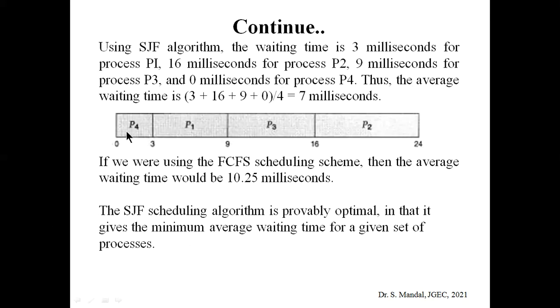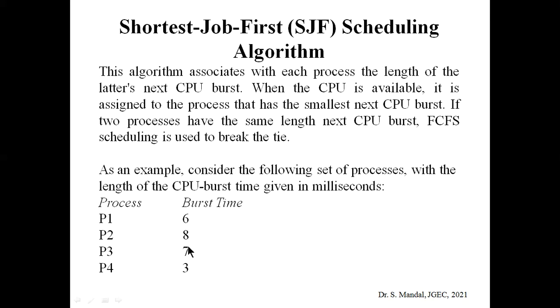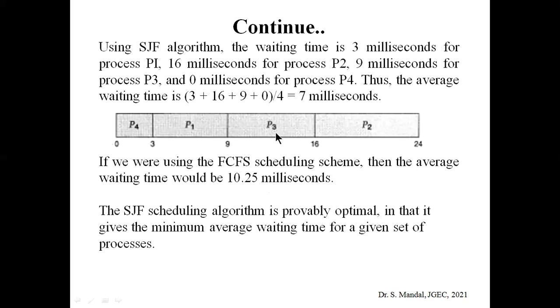So P4 has a burst time of 3 milliseconds, so it will last up to 3 milliseconds. Then P1 will be executed, and as it has a burst time of 6 milliseconds, the turnaround time for P1 is 9 milliseconds. And then P3 will be executed because its next burst of 7 milliseconds is not greater than 8 milliseconds, so next P3 will be executed. You can see that 9 plus 7 is 16 milliseconds, so it will last up to 16 milliseconds. And P2 will start at 16 milliseconds and continue up to 24 milliseconds because its burst time is 8 milliseconds.